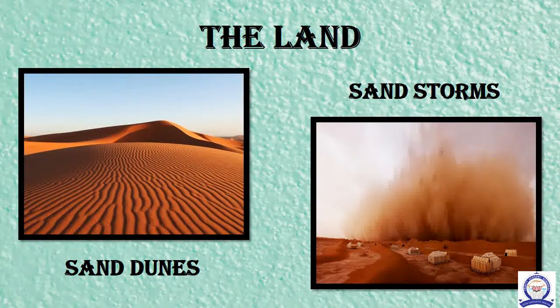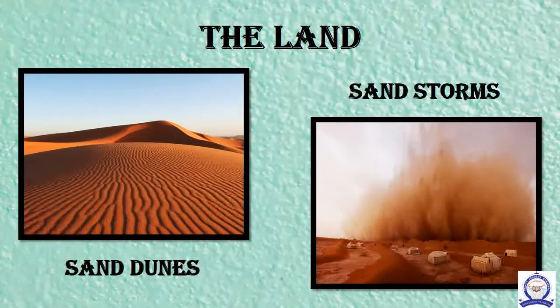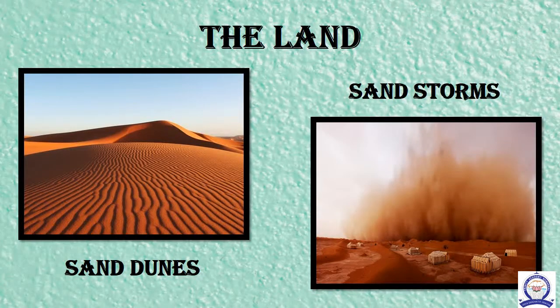Next, we can see the land. The Thar Desert is partly sandy and partly rocky. It is covered with a thick sheet of loose sand. There are small hills of sand called sand dunes. These sand dunes are not permanent and keep changing their position. When strong wind blows, it shifts the sand dunes from one place to another. These strong winds carry a large amount of sand with them, known as sandstorms.